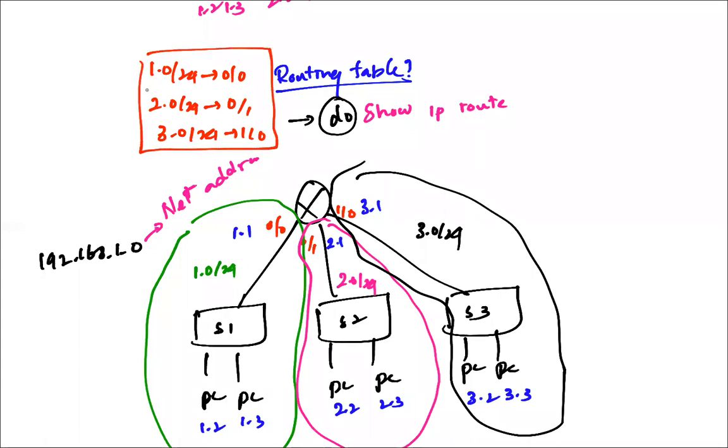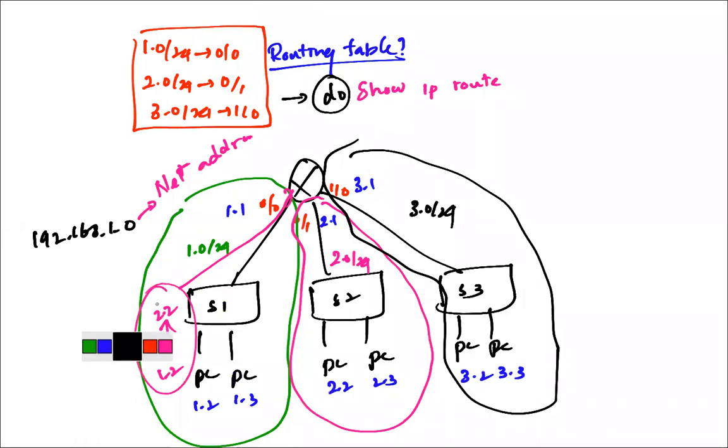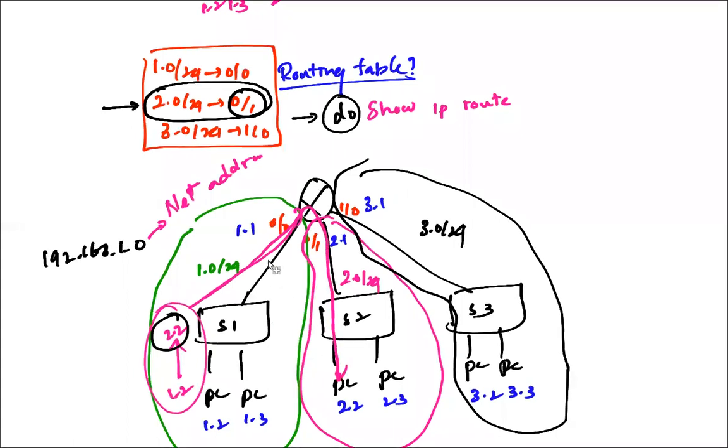Okay, and I also asked one question: if this PC is trying to send a ping request from 1.2 to 2.2, what will happen? The ping request will go to the router. The router will check the destination IP and also check the routing table to see where 2.2 fits. 2.2 matches 2.0, right? And what is the exit interface? The exit interface is the middle one, which is 0/1. So the packet this PC sent will come out of this interface and go to this PC. We also understood this in the last class itself.